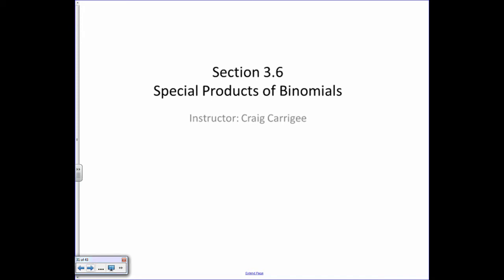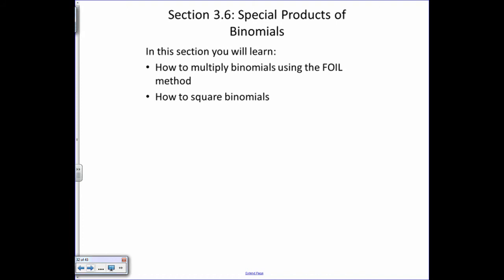Today we're going to talk about special products of binomials. This is really more of a review from the last section. In this section you're going to learn how to multiply binomials using the FOIL method. This is just a shortcut method that we use. You've already done this in the previous section. And we're going to learn how to square binomials as well.